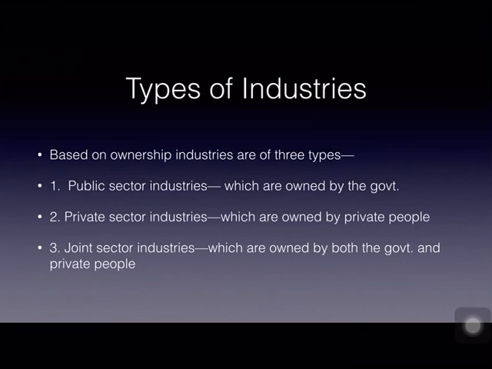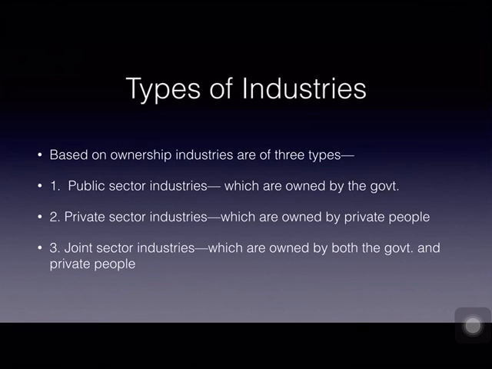First of all, based on ownership, industries are of three types. Public sector industries, these are owned by the government. And private sector industries, these are owned by private people. And joint sector industries, these are owned by both the government and private people.